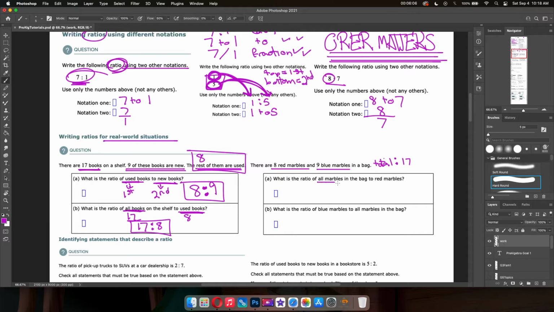What is the ratio of all marbles to the red marbles? See, we need that 17 already. So the all marbles is 17. The red marbles is which number? 8. What is the ratio of blue marbles to all marbles? Blue is first and blue is 9. To what is all marbles?